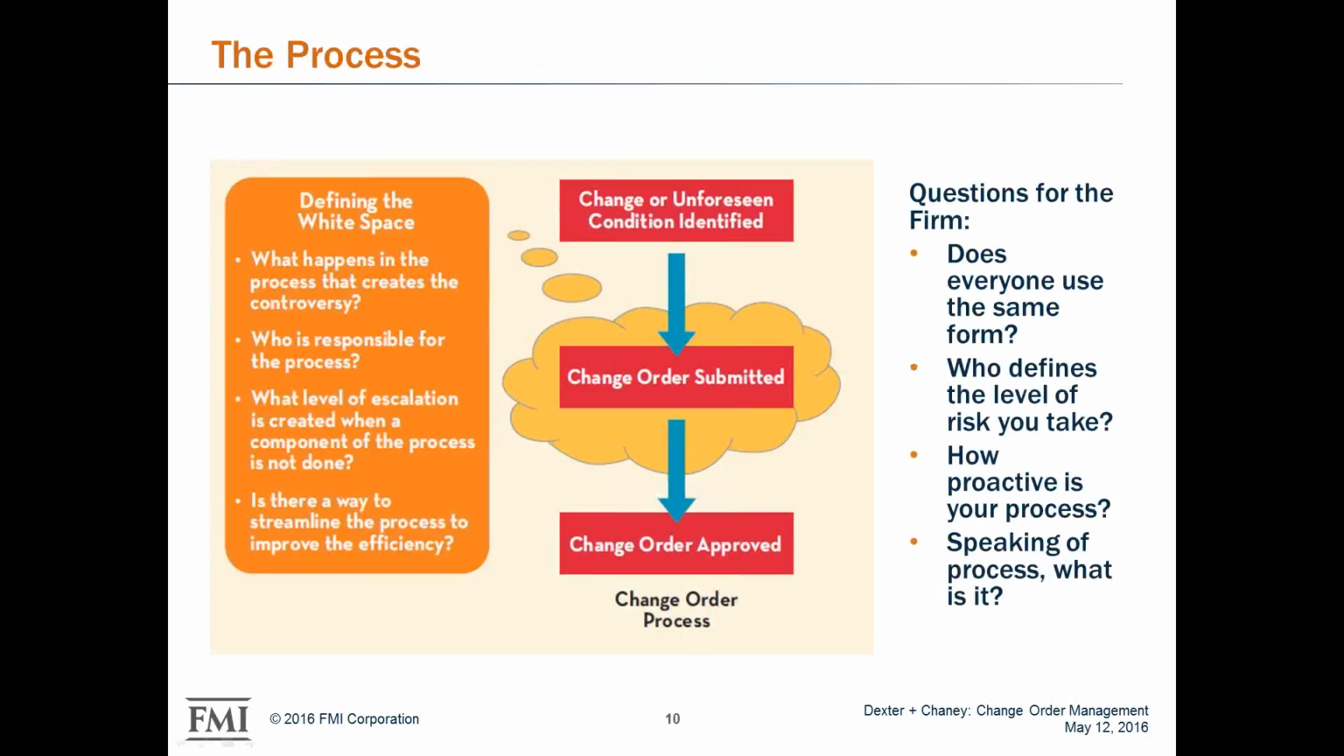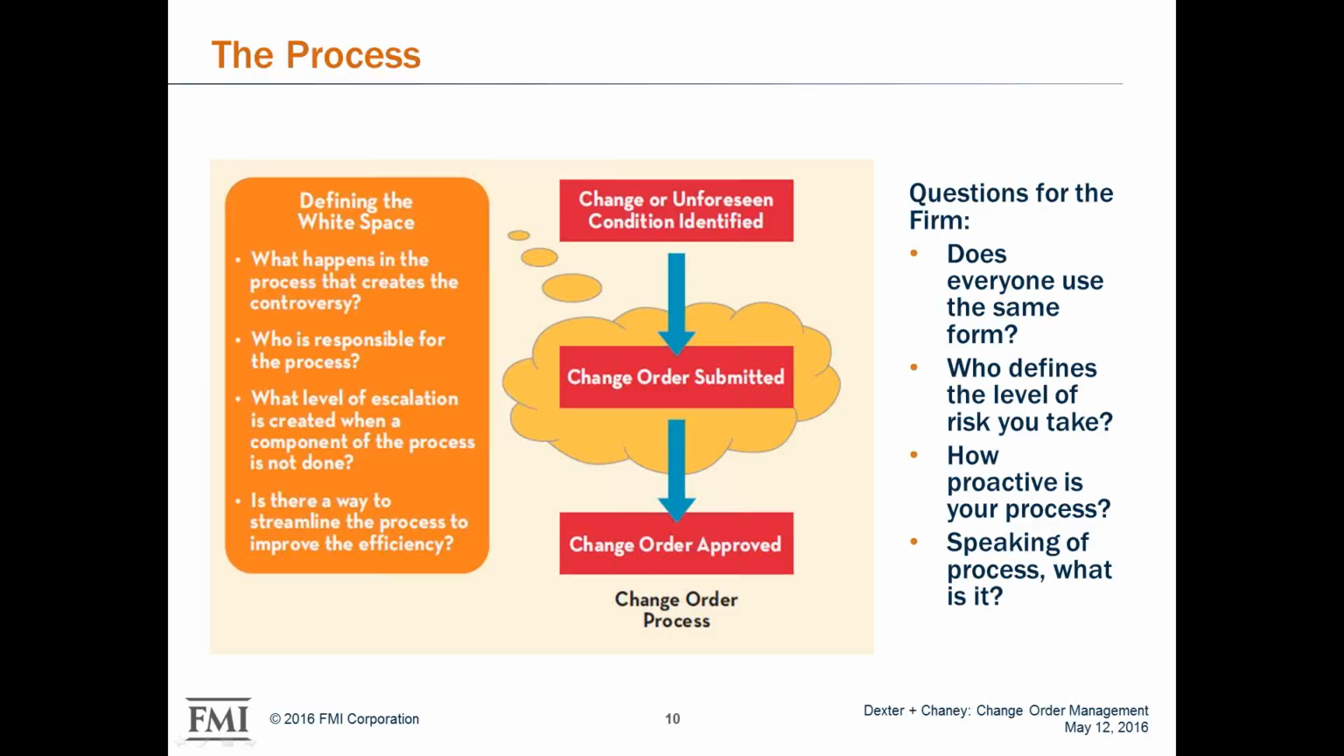So in terms of the process, as we look at the middle of the screen here, there are three red boxes. There's a change or an unforeseen condition that's identified. That triggers us to say, hey, this is a change order. We put it together and we submit the change order. And then in an ideal world, that change order comes back approved and we move on and do our work. Well, it's not always that simple. It rarely ever is. What happens is we've got a lot of white space in there.